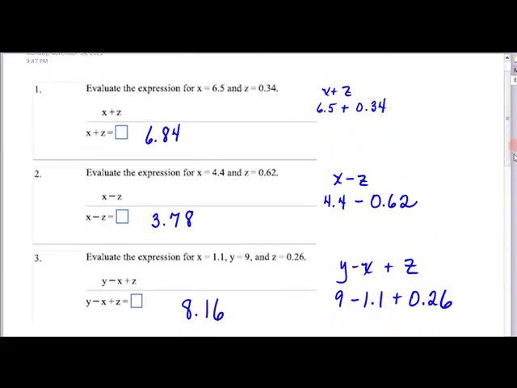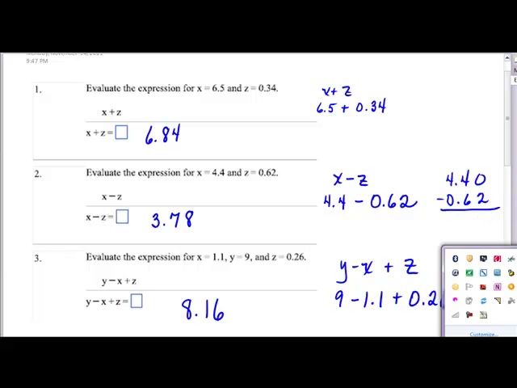Just be careful. If you're doing them without a calculator, then you want to do things like on this one. If you had 4.4 and you're subtracting this, it would be subtracting 0.62. You would need to add in a 0, and you would have to do some borrowing. So if you're not going to use a calculator, if you're going to calculate on your paper, you just need to follow those rules. So be careful.